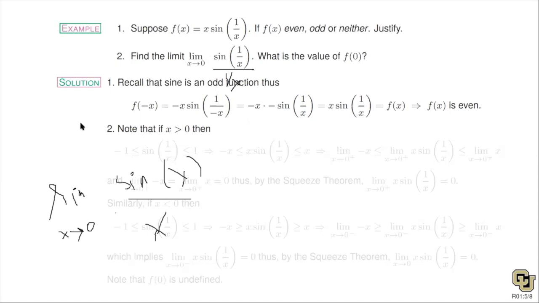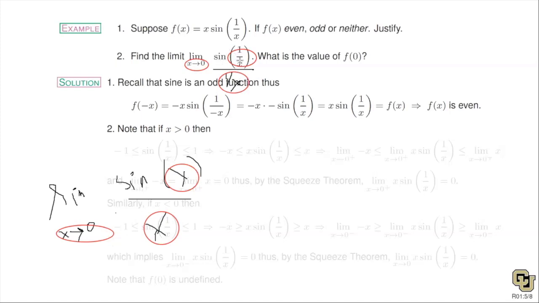But no, it isn't our special limit, because our special limit is sine of blah over blah. We got that part. But the blah is going to 0. That's what's different. Here, when x goes to 0, 1 over x is undefined.